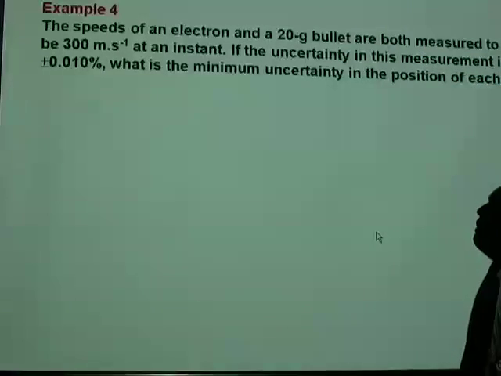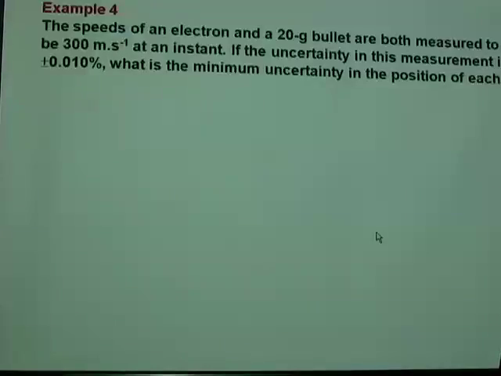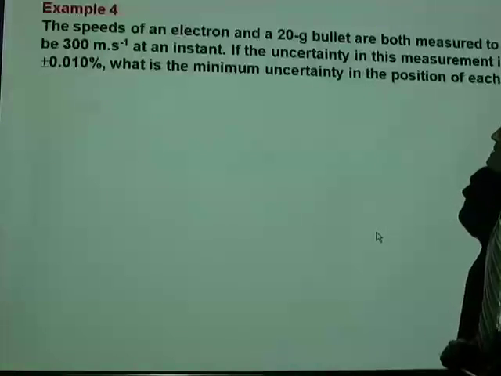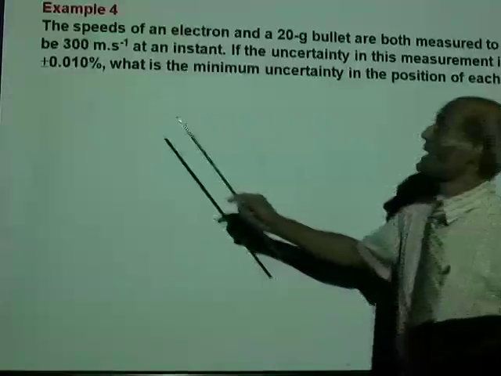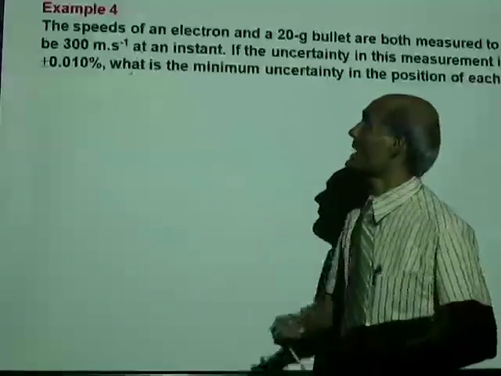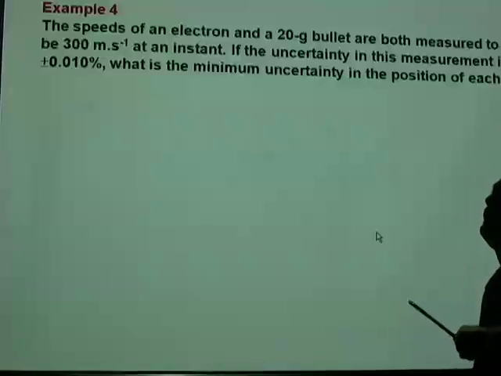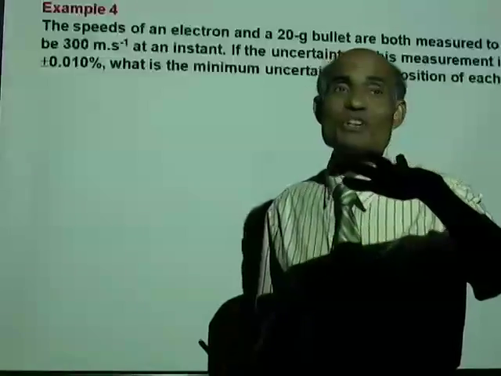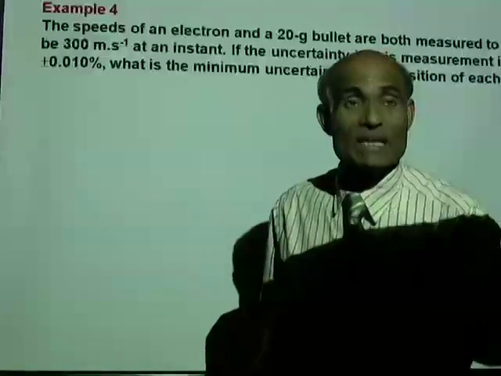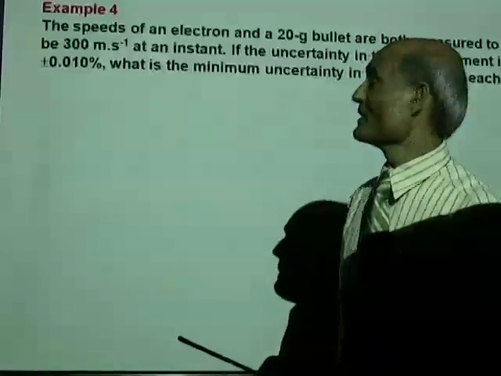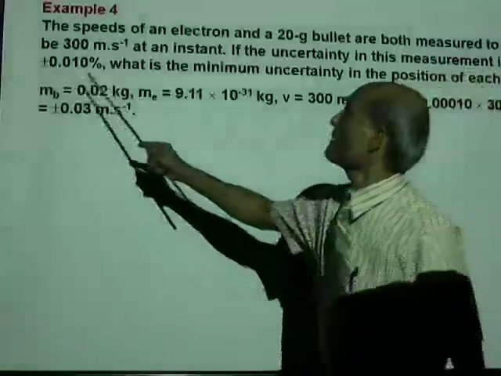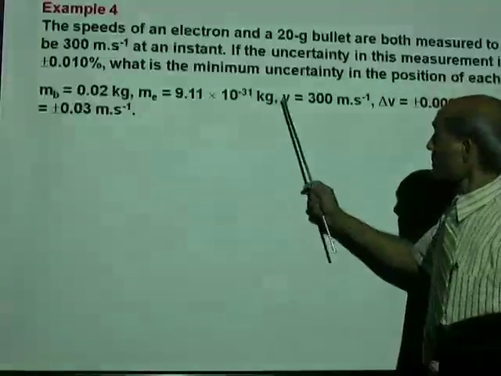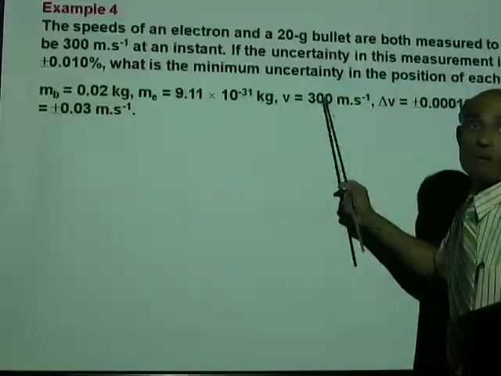The speeds of an electron and a 20-gram bullet are both measured to be 300 meters per second at an instant. If the uncertainty in this measurement is plus or minus 0.010%, what is the minimum uncertainty in the position of each? What is the minimum uncertainty? Now, since we are looking for the minimum uncertainty, we can replace that inequality sign by an equal sign. That will be the minimum value. Well, what are the given data? The mass of the bullet is given, mass of the electron you know, the velocity of the bullet and the electron both are given.